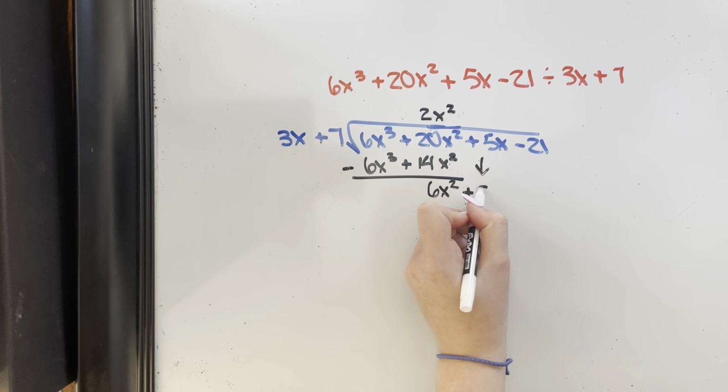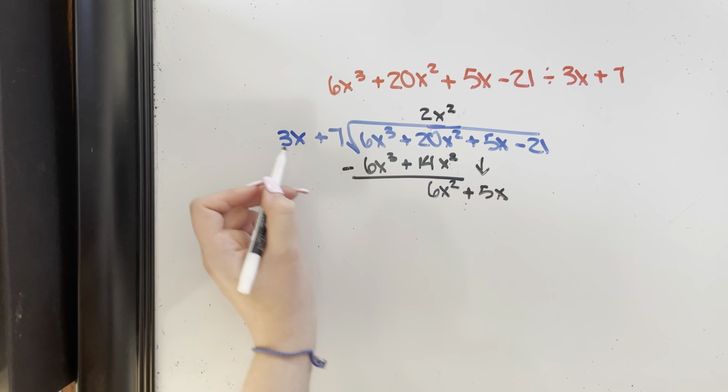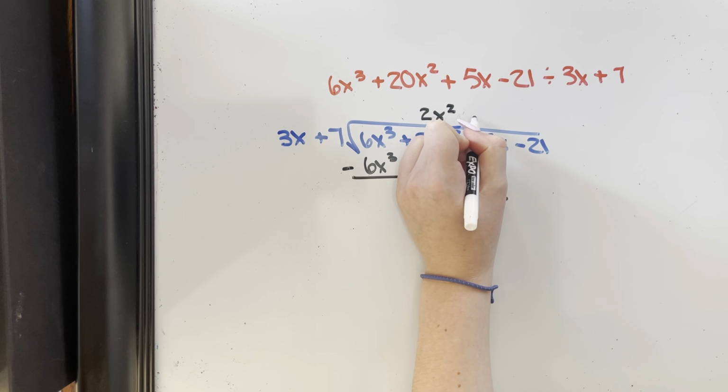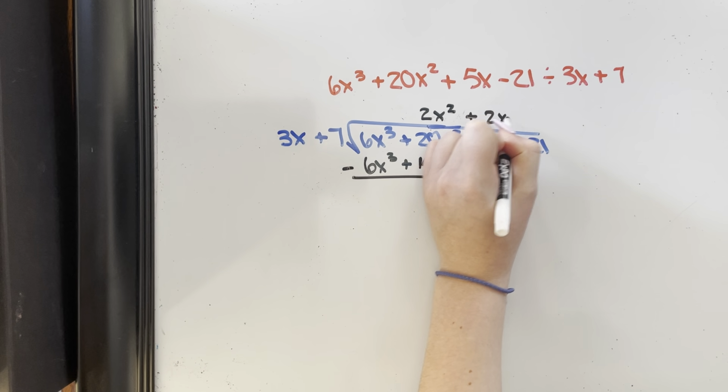So now you're going to bring down the next term. And how many times can 3x go into 6x squared? It can go in positive 2x times. Now you multiply.